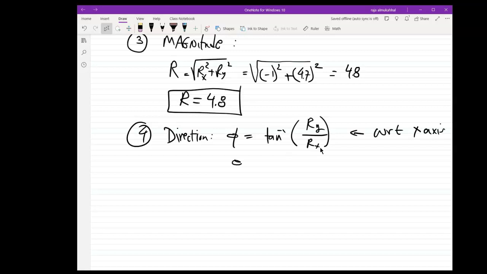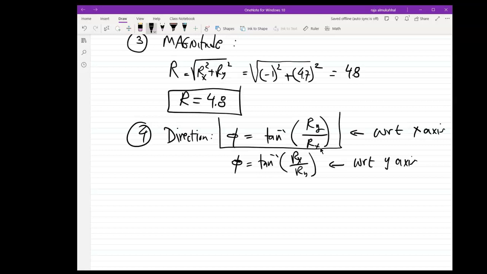But if you do phi equals tan inverse of Rx over Ry, you will get the angle with respect to the y-axis, okay? Now, generally speaking, in physics, we find the angle with respect to the x-axis. So that's just a convention. There is nothing wrong with you using this one. There's absolutely nothing wrong with it. You just be careful. Is it Ry or Rx?